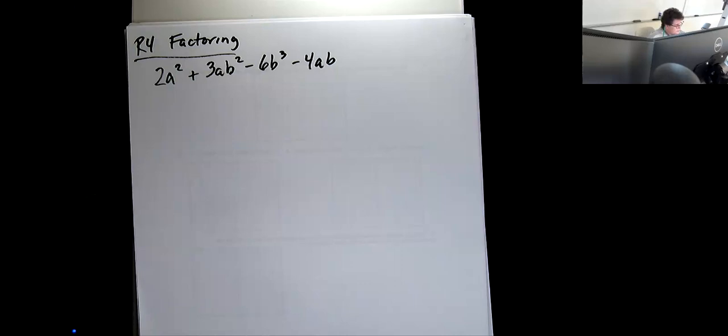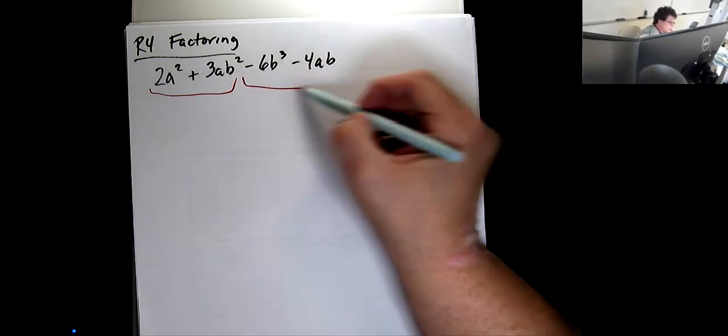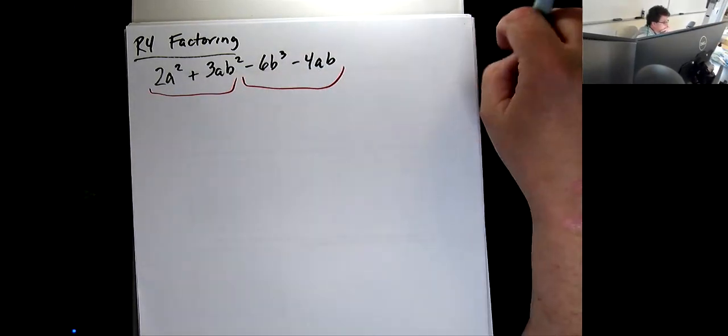Make sure everybody's on the same page. What do we do when there's four terms? We do it by grouping, yeah. So try to pair them up and see what you can factor out.